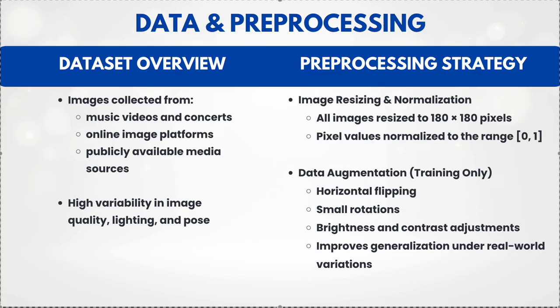In addition to face cropping and RGB preservation, we resized all images to 180 by 180 pixels and normalized pixel values. During training, we applied several augmentation strategies, such as flipping, small rotation, and brightness adjustment. This helped improve generalization, especially because our dataset comes from diverse sources with varying conditions.